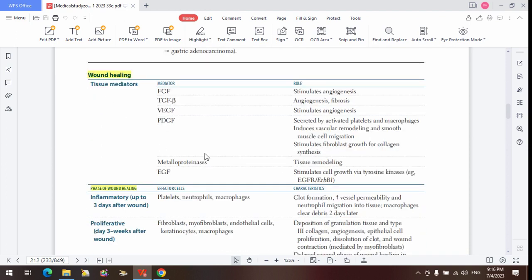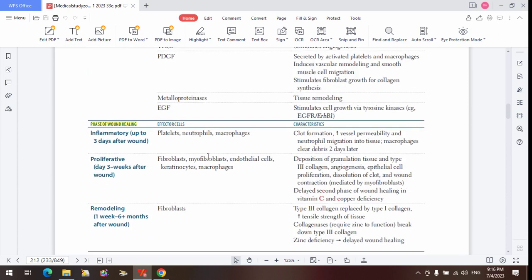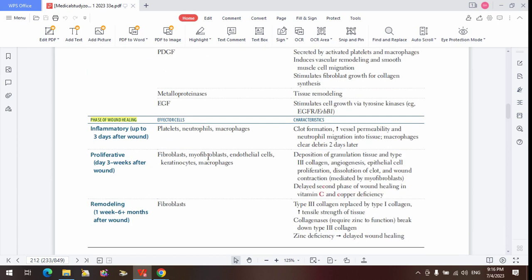So wound healing, let's just ignore what is on top first. Let us go to the phases of wound healing. Don't worry about all what is here. We should just concentrate on the phases. 3 phases: inflammation or the inflammatory phase, the proliferative phase, and the remodeling phase. What happens in the inflammatory phase?